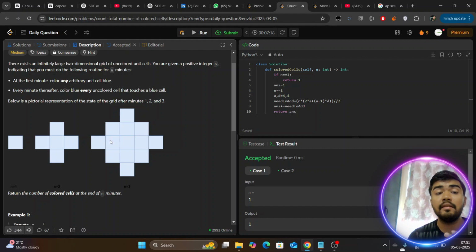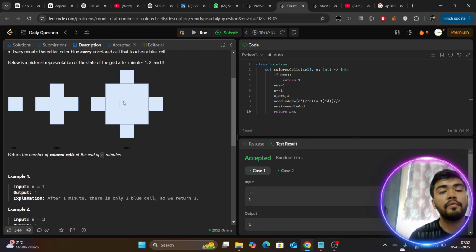And what are the touched cells after 3 minutes, like in the third minute, after the second minute? This is the initial configuration, which is bordered with blue lines. What are the adjacent or touched cells of these blue bordered cells? That is one, that is one, and so on. So in the third minute you can color these touched cells. In this way you have to perform the operations, and we have to return the number of colored cells at the end of n minutes.